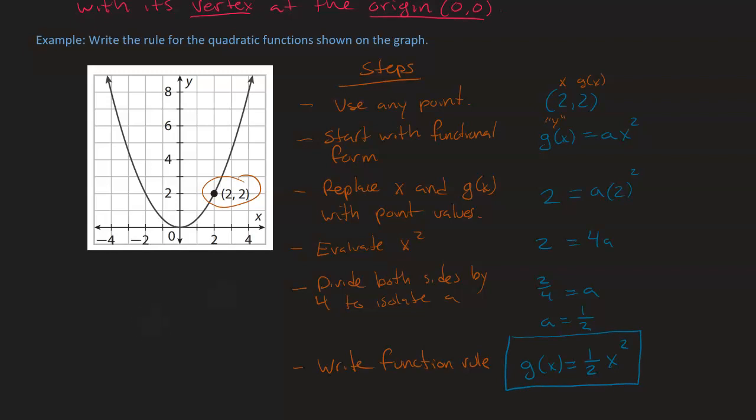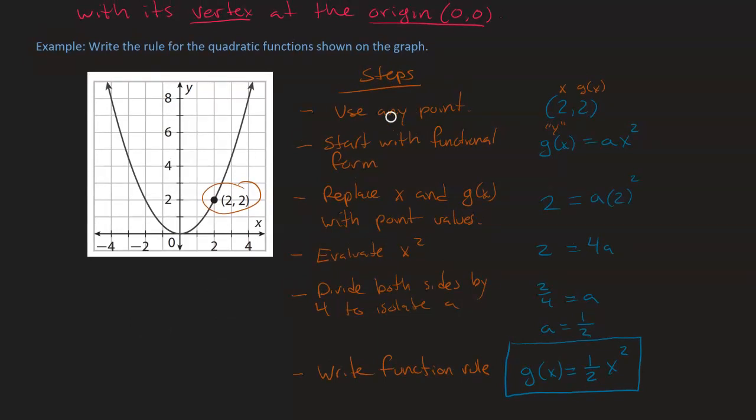Again, what we do is we take a point from our parabola. We start with the general functional form. We substitute that point into that general function form for our x and our y, meaning our g of x. Then we go ahead and we solve for a, and then we substitute that a back in, and that becomes our function for that parabola.